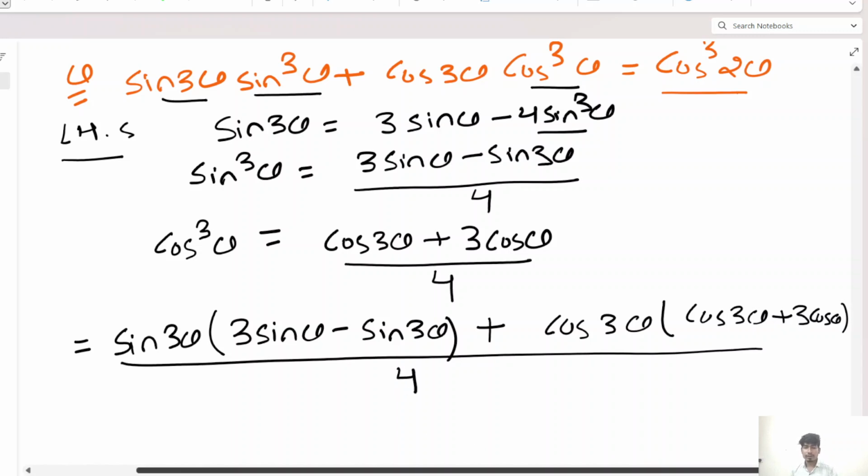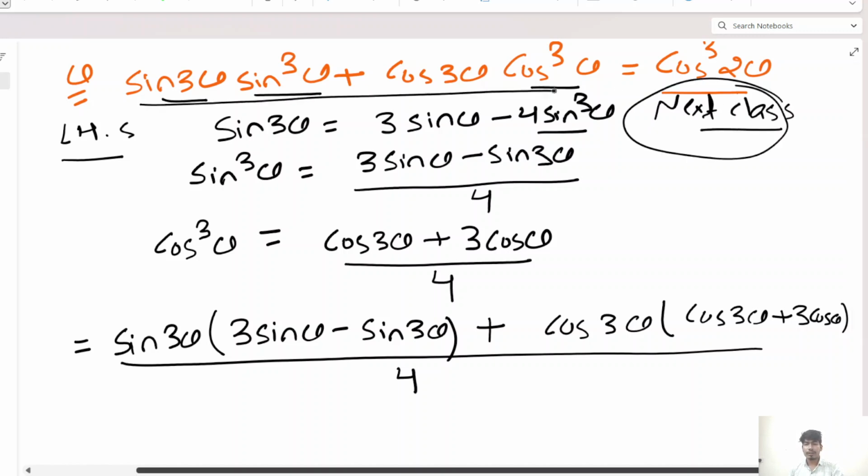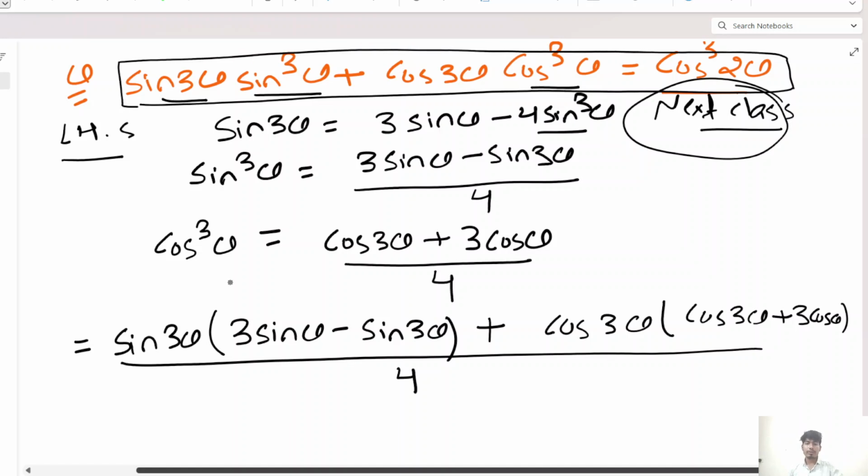This question I will solve in the next class. There is some problem in this question. I will check the statement and prove it in the next class. Then we do the next question.